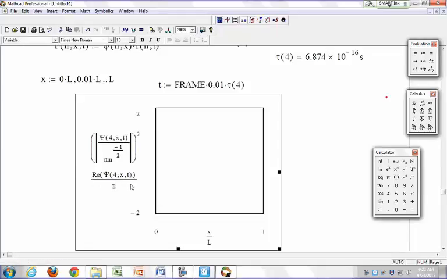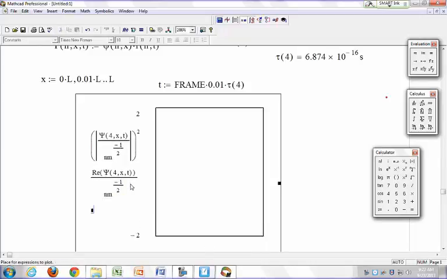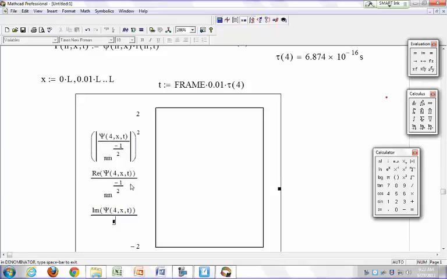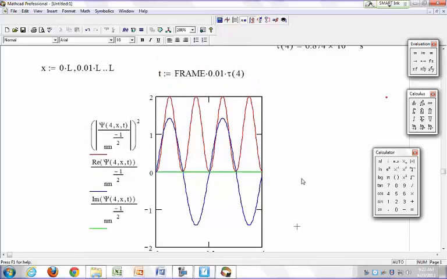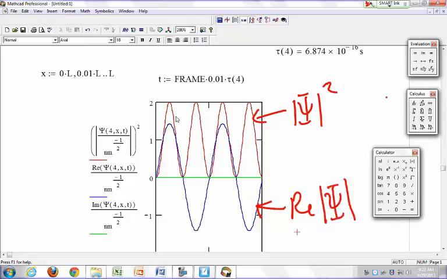Close parenthesis, nanometer to the negative 1/2, right? And I'm going to plot the imaginary part of psi for x, t, and my unit is nanometer to the negative 1/2. And there it is. Notice the red curve is psi squared, right? And the blue curve, this is the real part of psi, okay? And the green curve is the imaginary part of psi.